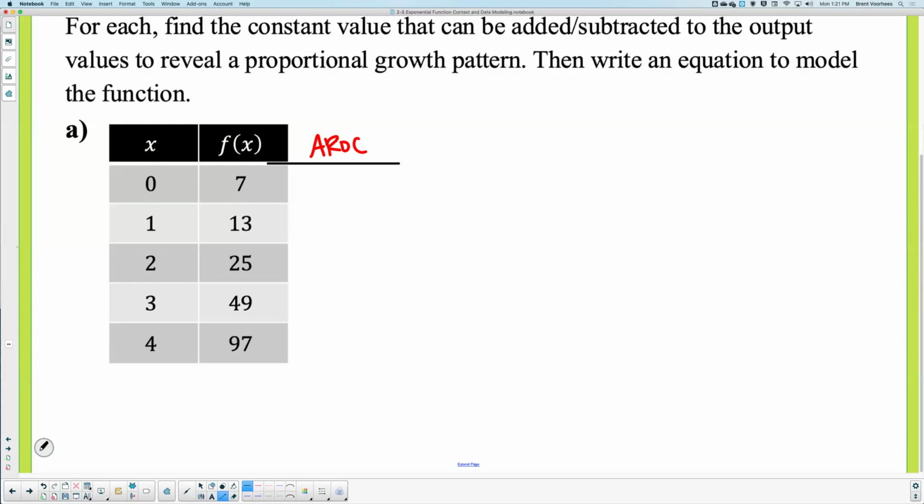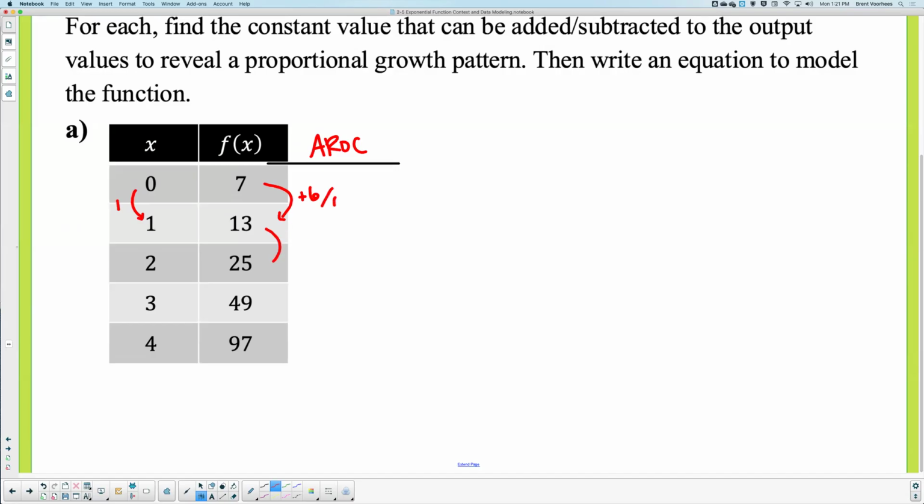Okay, so A-Rock's the first thing we're gonna do. When I change from 7 to 13, how much am I increasing by? 6. Let's do plus 6, and then we divide by the change of x to be a true A-Rock. It's delta y over delta x. How much is my x changed by? 1.